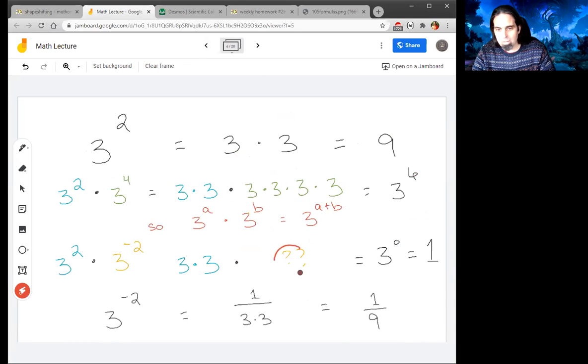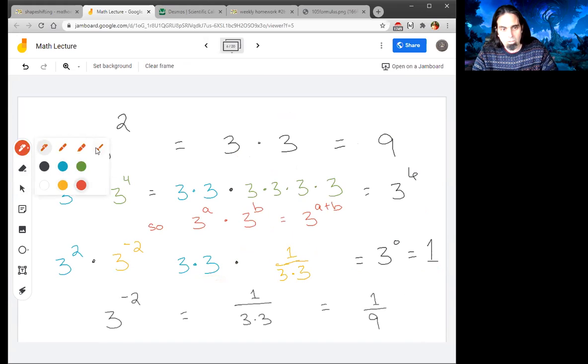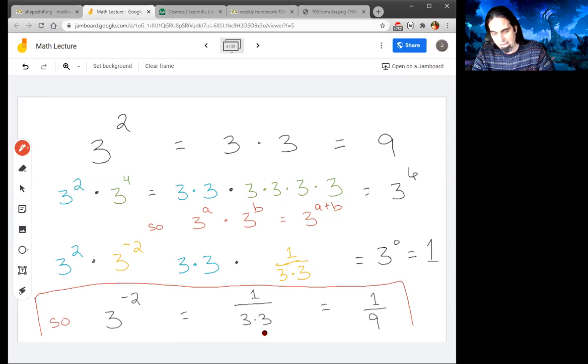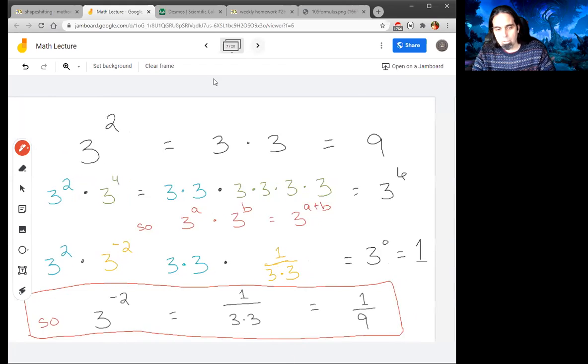So whatever this number is, it's the thing that when I multiply it by 3 times 3, I just get 1. So that has to be 1 over 3 times 3. So that's why we get our rule about negatives means make a denominator. And it follows the pattern too.